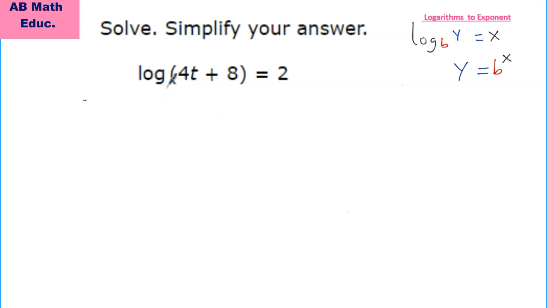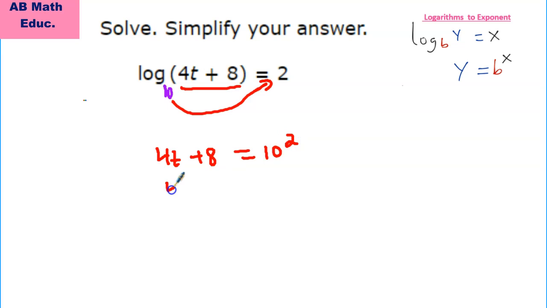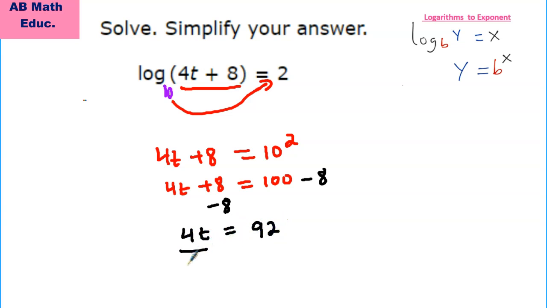Here is just basically an extension of the first one. All you have to know is that the base wasn't given, so assume it is base 10, and then it pushes this one up as we're using the conversion. So you write 40 plus 8, then 10 to the power 2, which is 100. And you subtract 8 from both sides. That gives you 92. And you divide both sides by 4 to get your t.